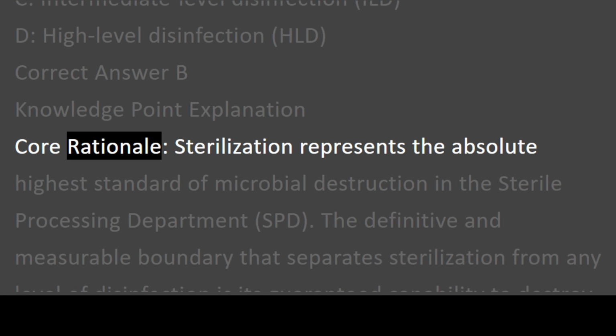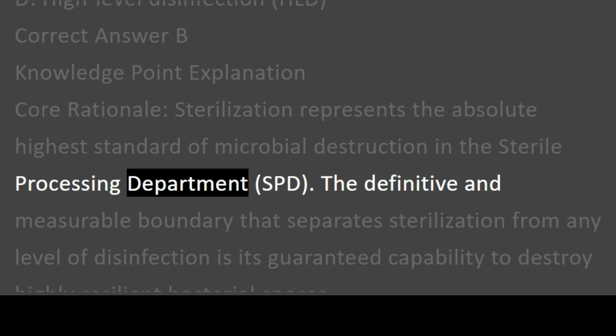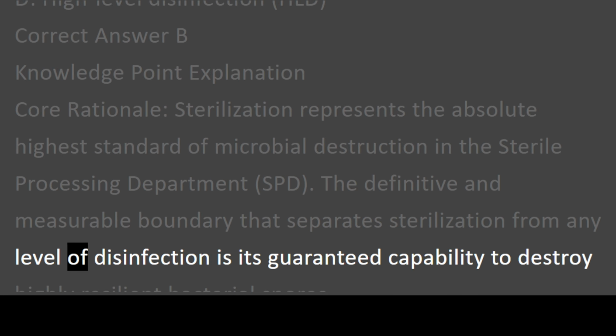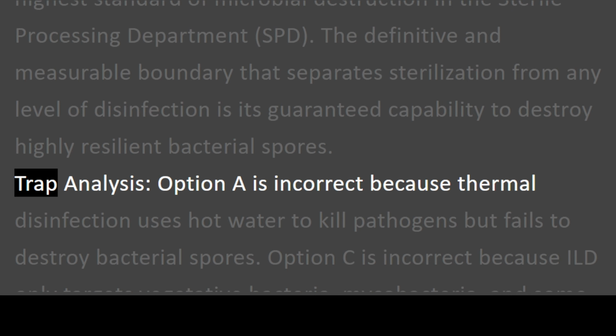Core rationale. Sterilization represents the absolute highest standard of microbial destruction in the sterile processing department, SPD. The definitive and measurable boundary that separates sterilization from any level of disinfection is its guaranteed capability to destroy highly resilient bacterial spores. Trap analysis.